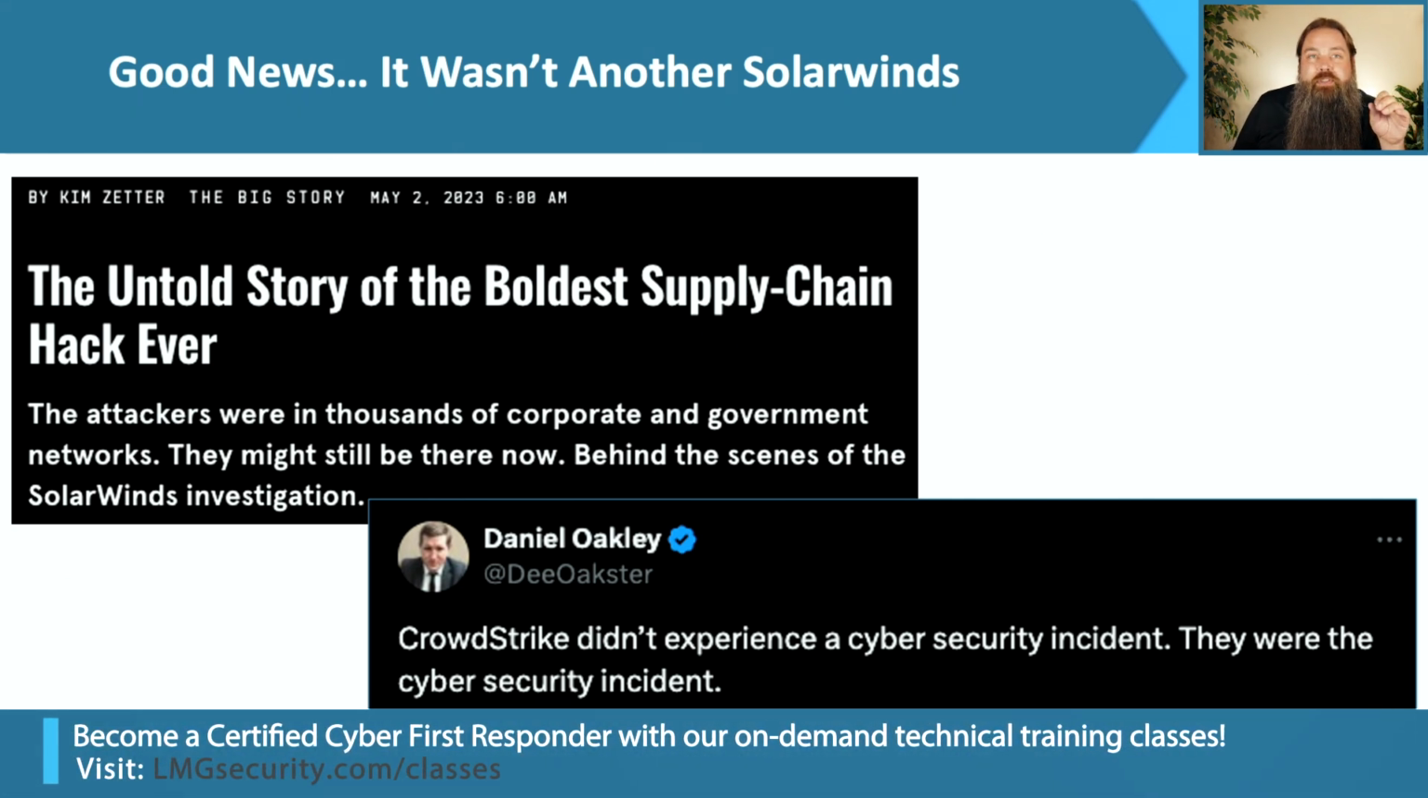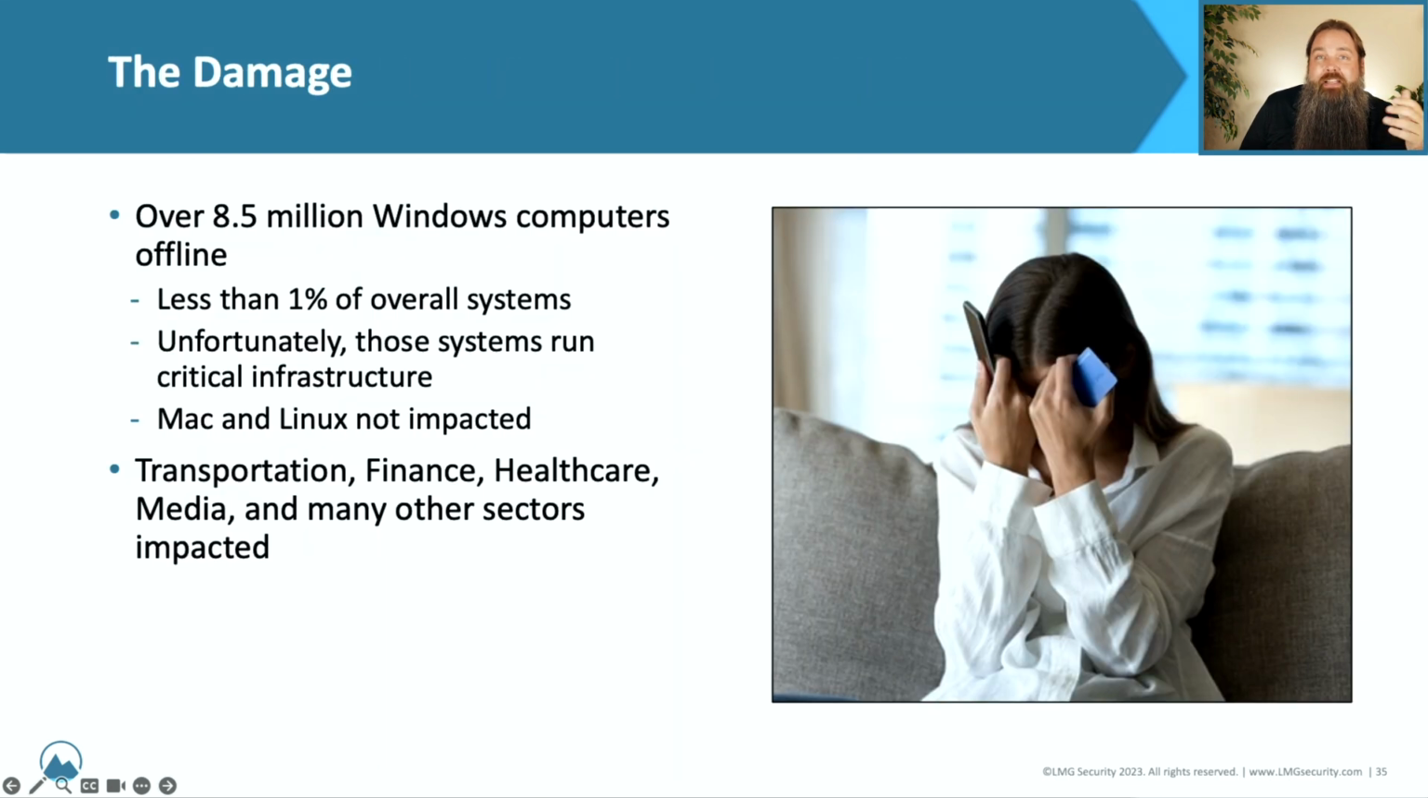Now, the good news here was that this was not another giant supply chain attack. This was not SolarWinds. But I love this quote from Daniel Oakley down here at the bottom. CrowdStrike did not experience a security incident. They were the security incident. And that was evident in the overall damage. As I mentioned before, 8.5 million computers worldwide went down that we know of. Now, while this is less than 1% of the overall number of Microsoft Windows computers out there, this is still very, very significant based on the types of organizations that run CrowdStrike and were running these computer systems. Fortunately for us too, Mac and Linux systems were not impacted, but the damage again was kind of done at that point.